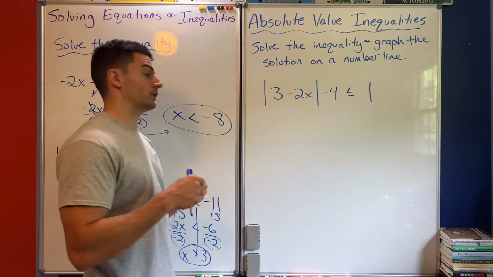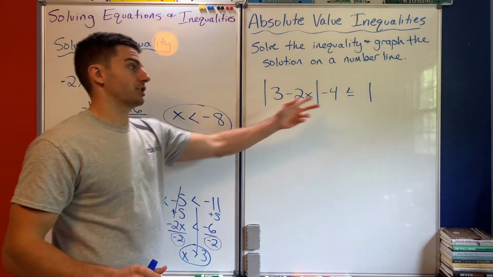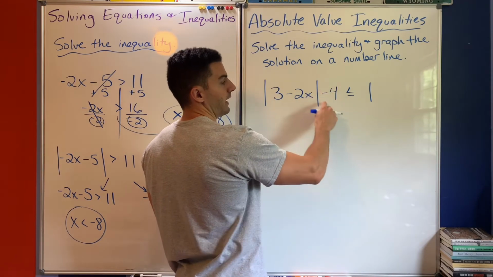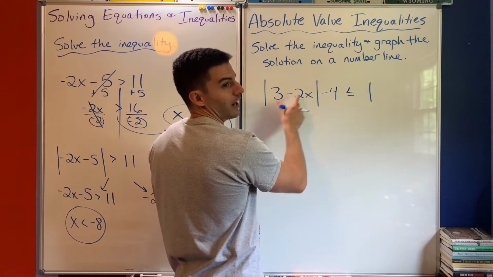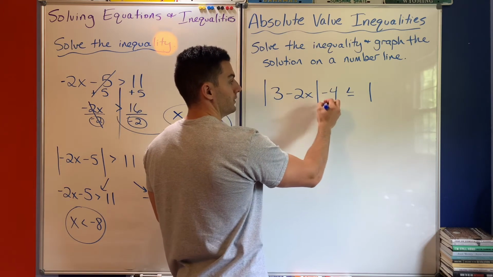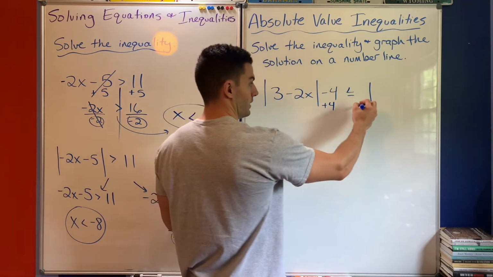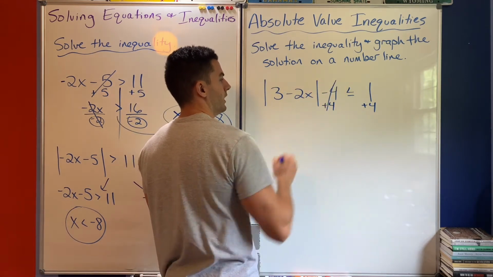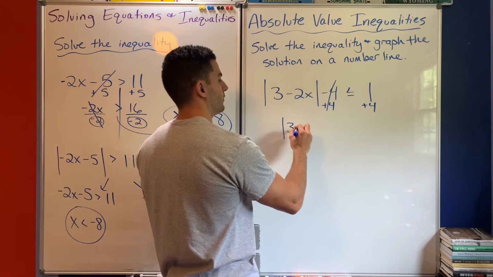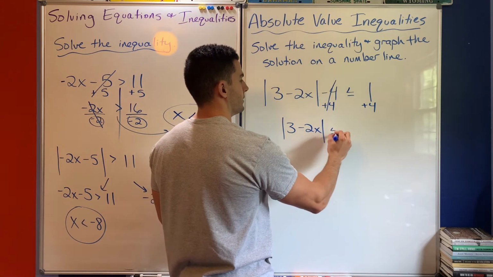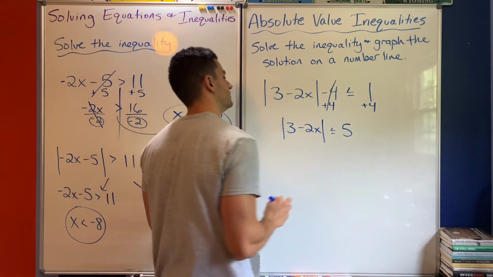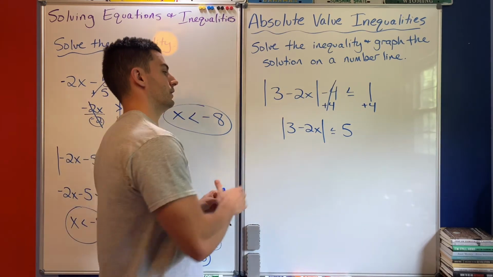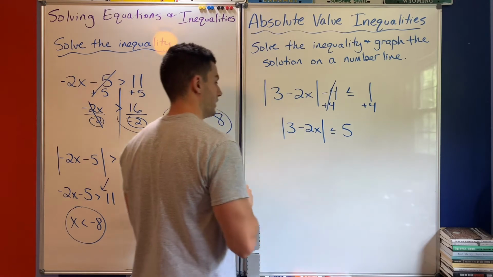So there is going to be some splitting up going on and changing around this answer. But first, before I split anything up, I have to cancel out anything on that one side that's not part of the absolute value, just like with equations. I have to do that same thing. So I would add that 4 to both sides, and I would get absolute value of 3 minus 2x is less than or equal to 1 plus 4 is 5. So I isolate that absolute value first, until it is the only thing over there on that one side.